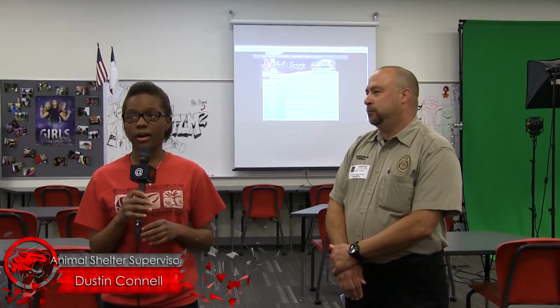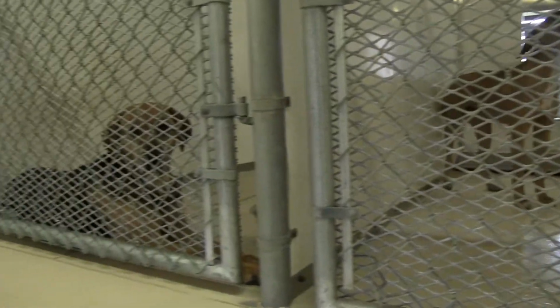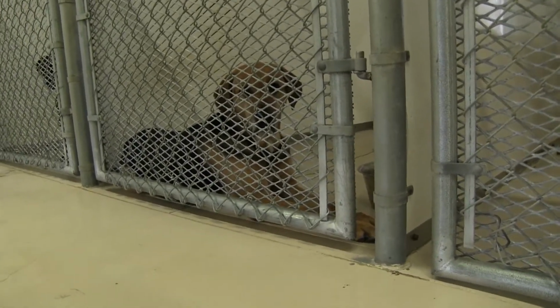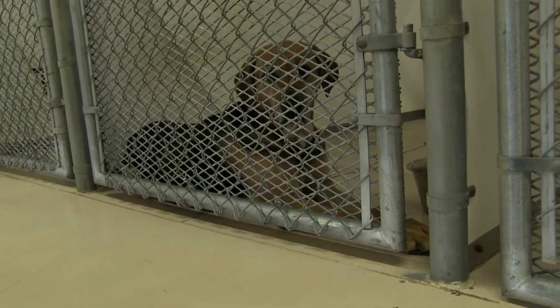Today we are here with Dustin Connell, and today he is here to talk to our freshman class about the animal shelter and what's going on. So can you explain a little bit of why you're here? Here to discuss shelter overcrowding, pet overcrowding, ways to alleviate that, and ways to improve adoption.